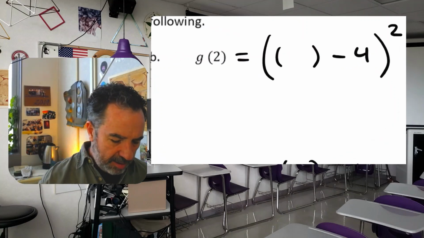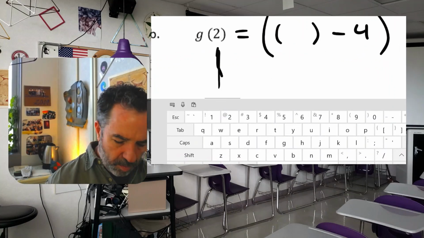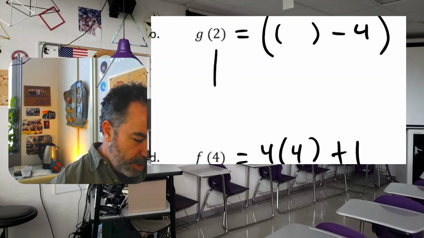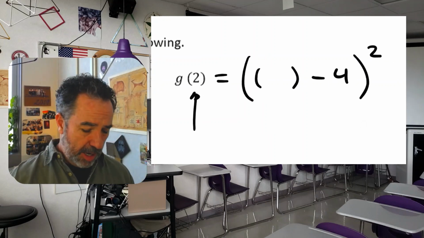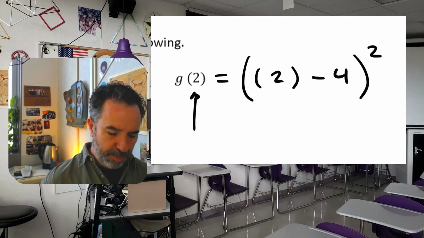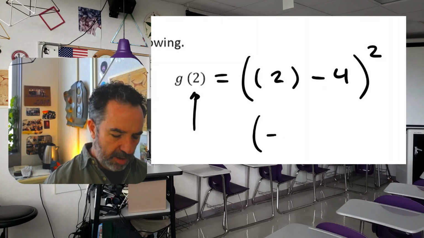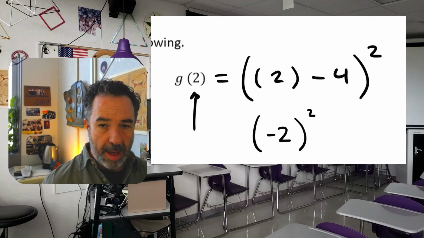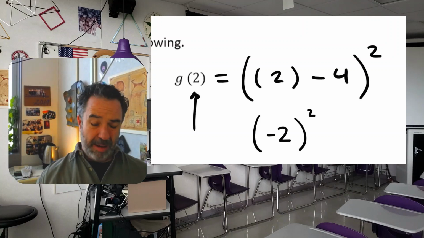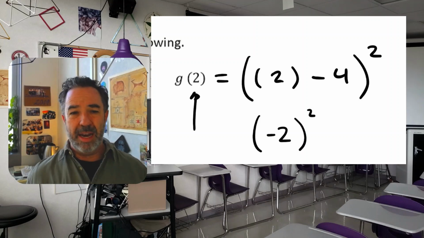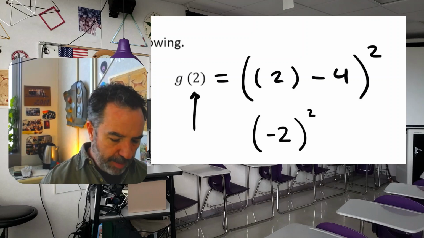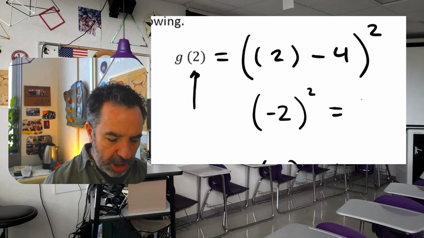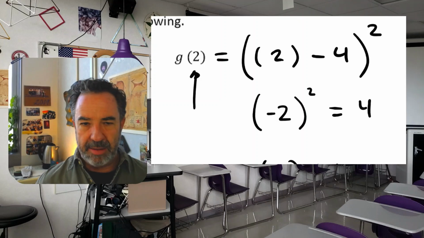So this function says, when you give it 2, what does it give you back? Well, let's answer that question. I'm going to give it 2. What do I have in these parentheses? I've got 2 minus 4, which is negative 2. And I'm going to square that. To square something means I'm multiplying it by itself, right? So I've got a negative 2 factor times another negative 2 factor. Negative 2 times negative 2 is positive 4. So when I give g 2, I get back a positive 4.